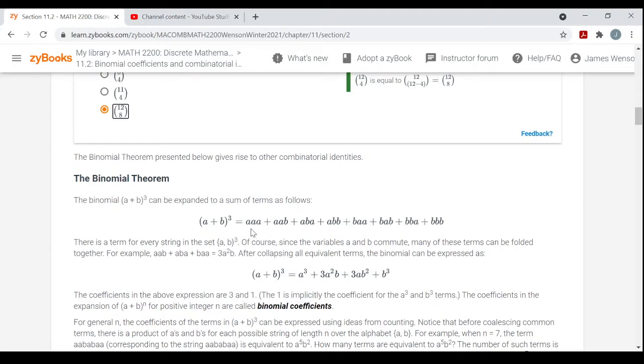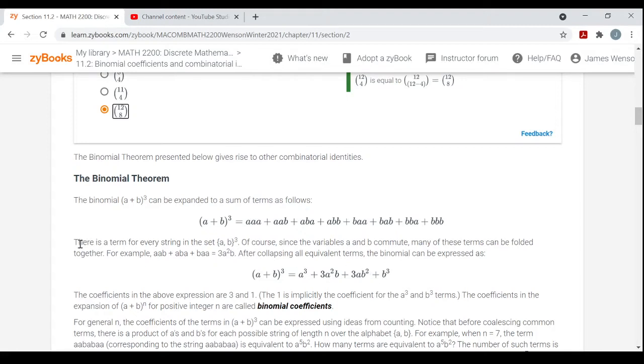They wrote this out as a times a times a for a cubed. Then there's aab, aba, and abb. Oh, sorry, they should have reordered this. aab, aba, and baa are all 3 of the a squared b's, 2 a's and 1 b. Then you have abb, bab, bba, those are the 3 ab squareds, right, with 2 b's and 1 a. And then you have 1 bbb, 1 b cubed.